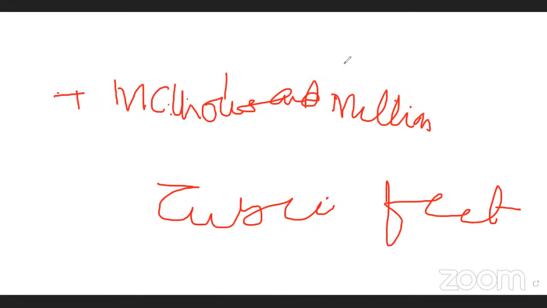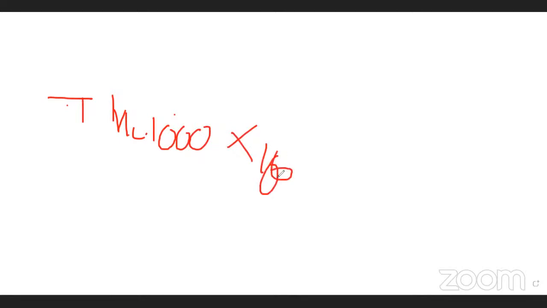Numerically, 1,000 is nothing but 10 to the power of 3, and million is nothing but 10 to the power of 6. So we can write TMC as 1,000 million cubic feet. 1,000 is also written as 100 into 10 to the power of 1, so 1,000 million can be written as 100 into 10 to the power of 7 cubic feet.